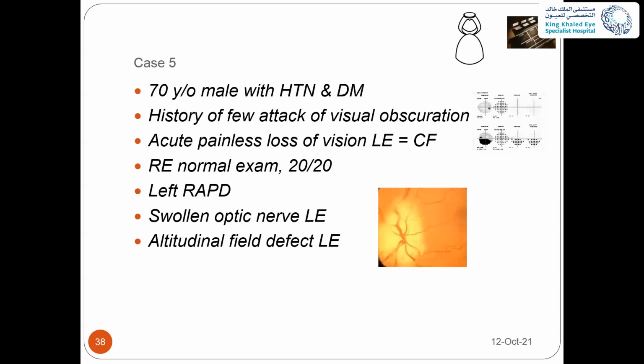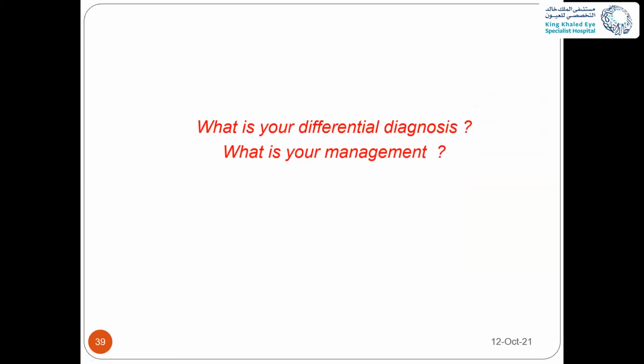He has a left afferent pupillary defect. In the left eye, the disc was swollen, and as you know here, looking a little milky white, disc swelling, and there was a visual field defect. So what is the differential diagnosis here, and what is your management? This is important here.